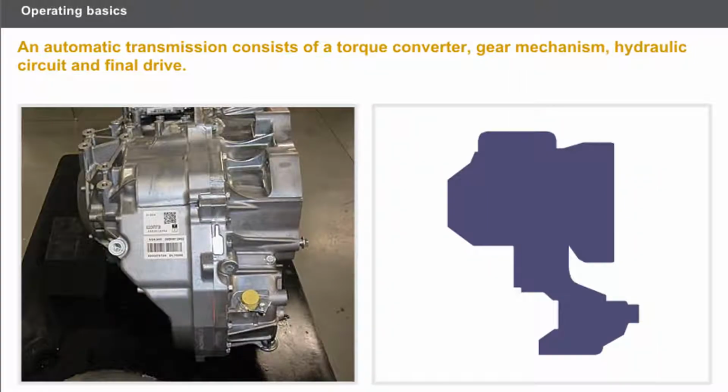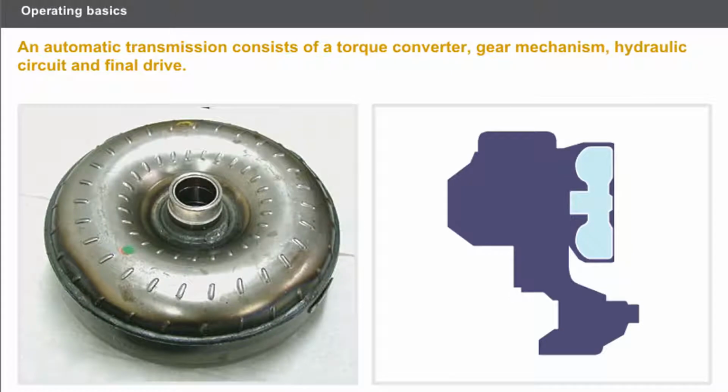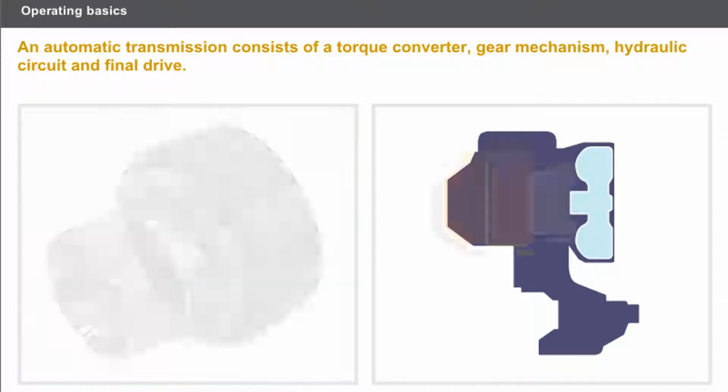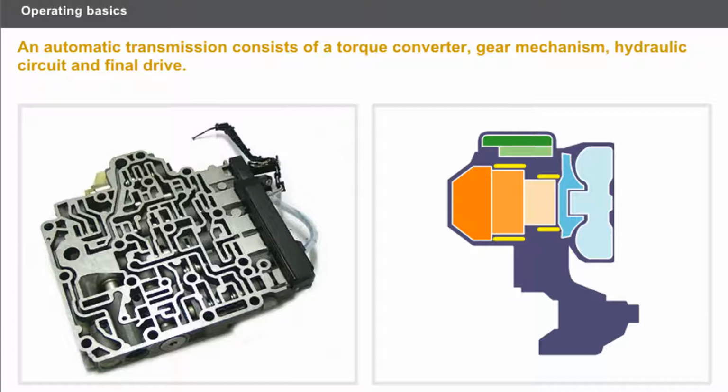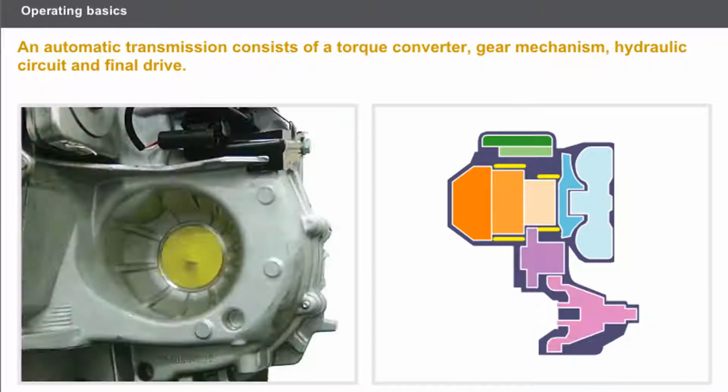Automatic transmission includes four main systems. Hydraulic torque converter, which connects the engine to the gearbox. Gear mechanism, which provides various ratios. Hydraulic circuit, which controls the servos and lubricates the system. And the final drive, which has the same function here as with a manual gearbox.